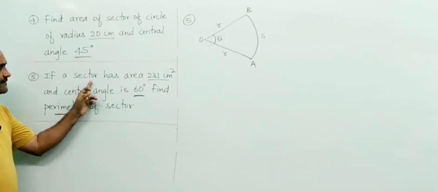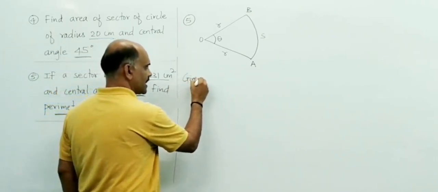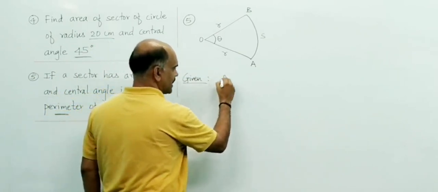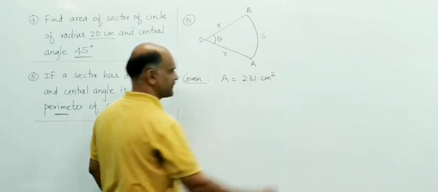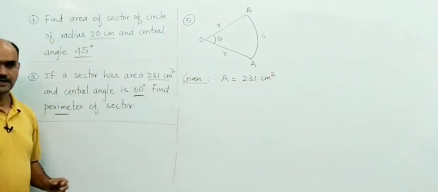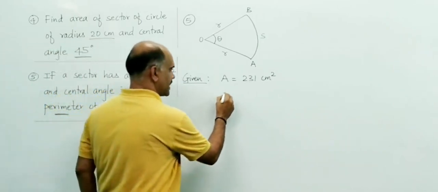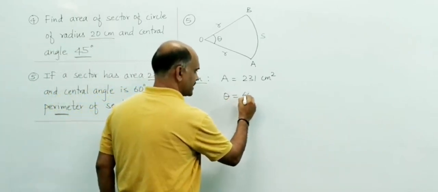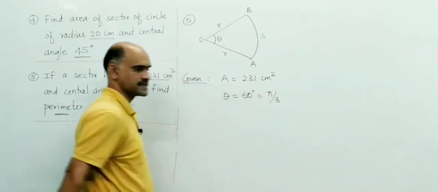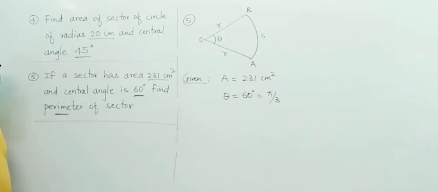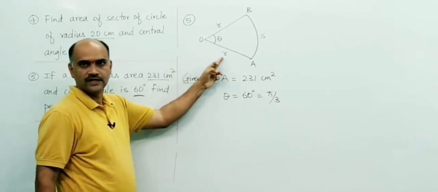He has given the area of the sector, A is equal to 231 centimeter square. The central angle theta he has given as 60 degrees, that is nothing but pi by 3. You are required to find the perimeter of the sector.